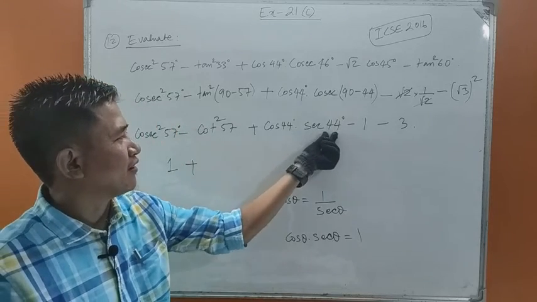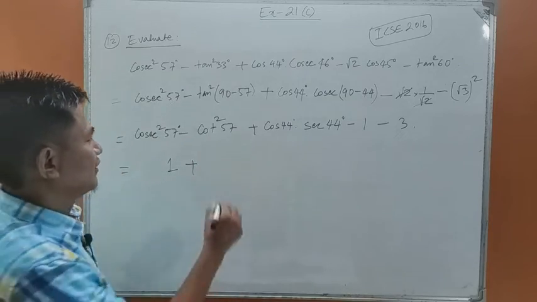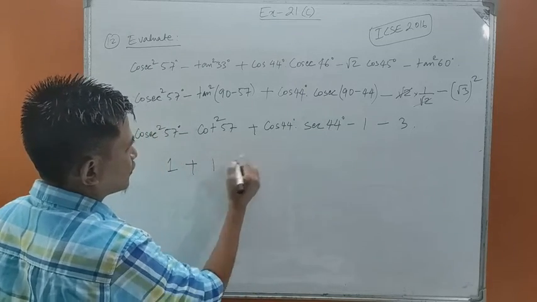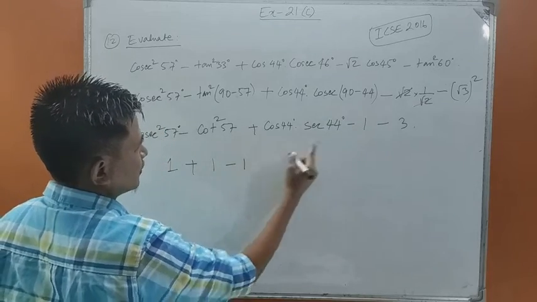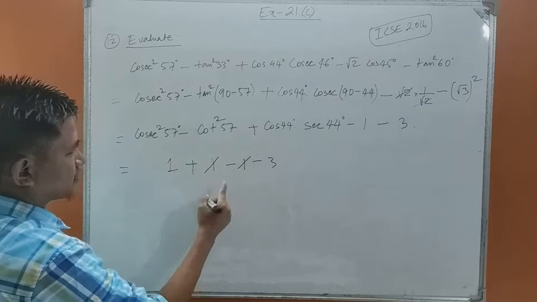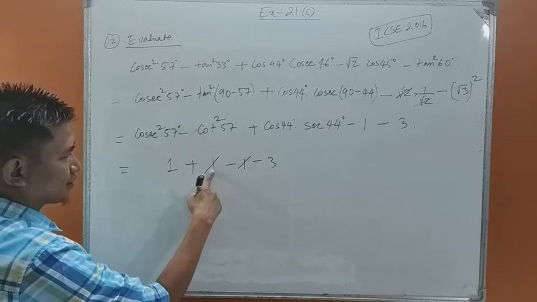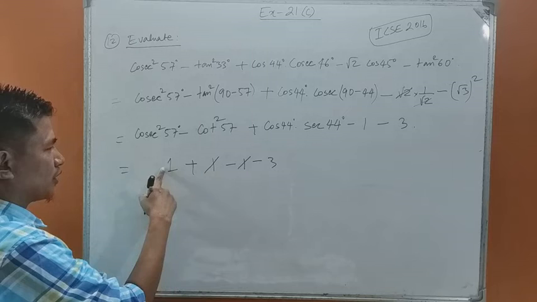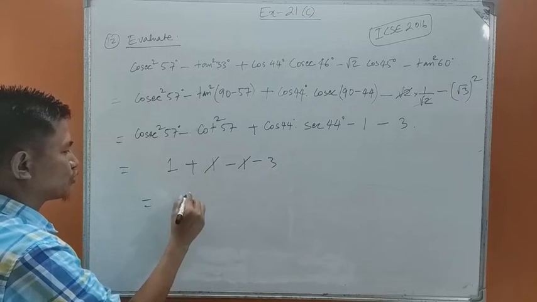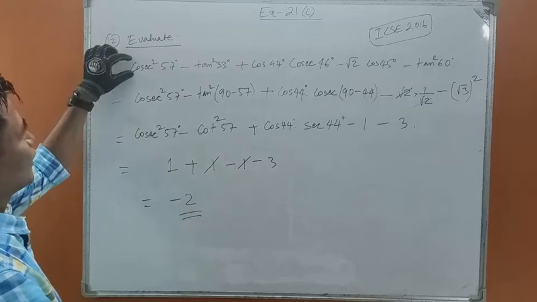So here we have same angle, cos 44 into sec 44. Cos theta into sec theta means 1. So minus 1 and minus 3. This minus 1 and plus 1 can be cancelled. So minus 3 and plus 1, different sign, isn't it? This 3 is negative and 1 is positive, so 3 minus 1 is 2, and the sign of the greater number comes, that is minus. So the value of this expression is minus 2.